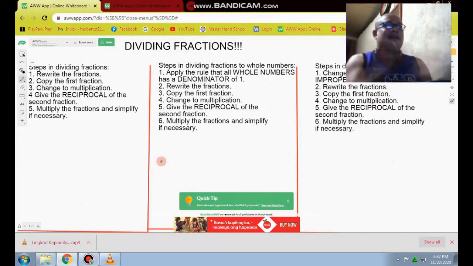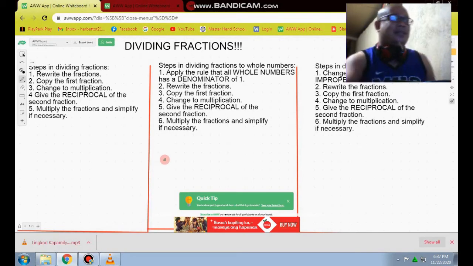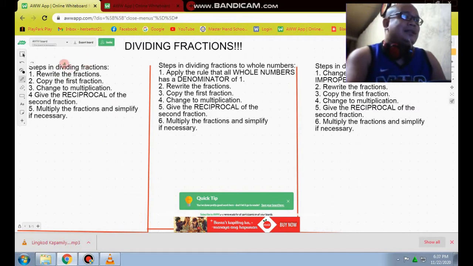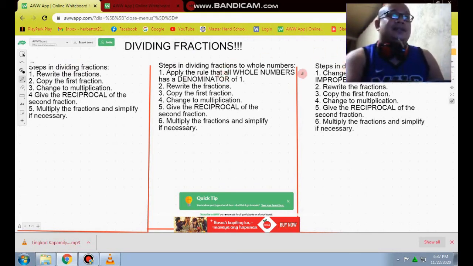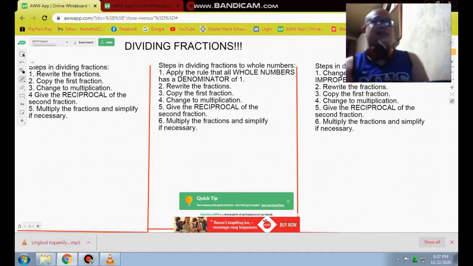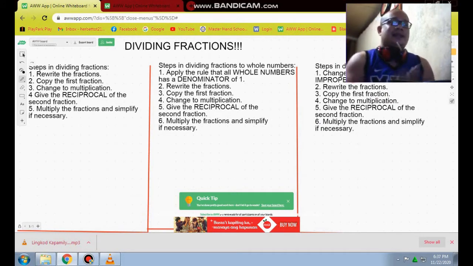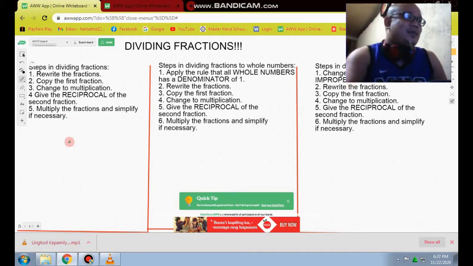Here is my board, my OW board, on dividing fractions. So these are the steps in dividing fractions. The second here is the steps in dividing fractions to whole numbers or whole numbers to fractions. Then the next step here is the steps in dividing mixed numbers to mixed numbers or mixed numbers to fractions. Okay, and so we start here.